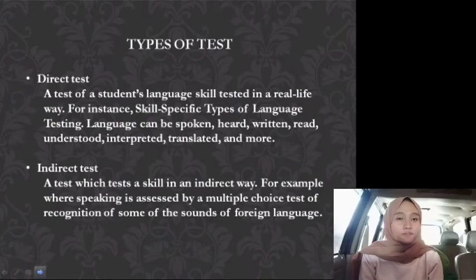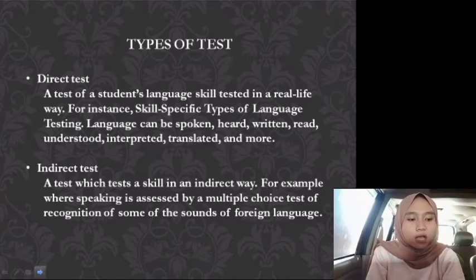Next, types of tests: direct test and indirect test. A direct test is a test of a student's language skill tested in a real-life way. For instance, skill-specific types of language testing. Language can be spoken, heard, written, read, understood, interpreted, translated, and more. An indirect test is a test which tests a skill in an indirect way. For example, where speaking is assessed by a multiple choice test of recognition of some of the sounds of a foreign language.